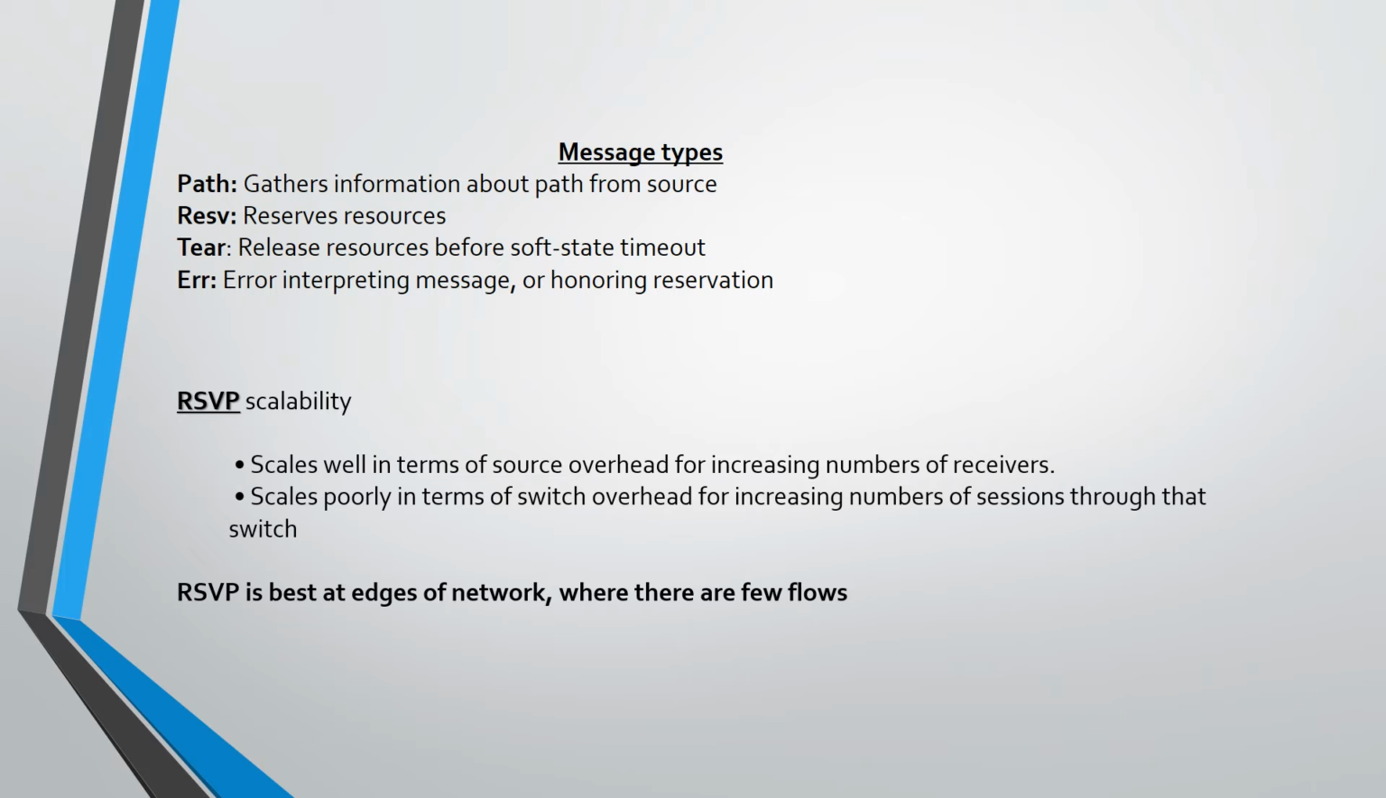The RSVP message types are path, reservation, tear and error. Path gathers information about the path from resources, RESV reserves resources. On RSVP scalability, it scales well in terms of source overhead for an increasing number of receivers, and scales poorly in terms of switch overhead for an increasing number of sessions through that switch.